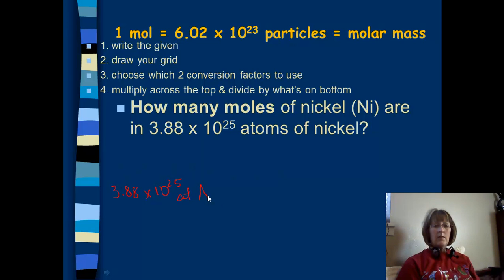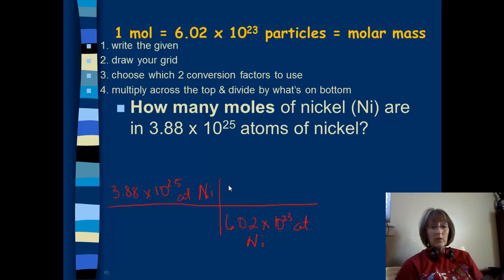Atoms of nickel. Next, draw the grid. Third, choose your conversion factors. We've got atoms up here, so we know we're going to have to use Avogadro's number. Atoms of nickel. And it's asking us how many moles. Well, if you have 6.02 times 10 to the 23rd particles of something, that's 1 mole.